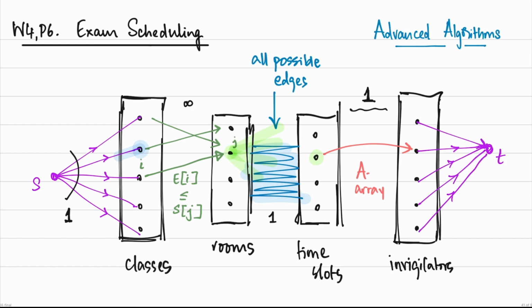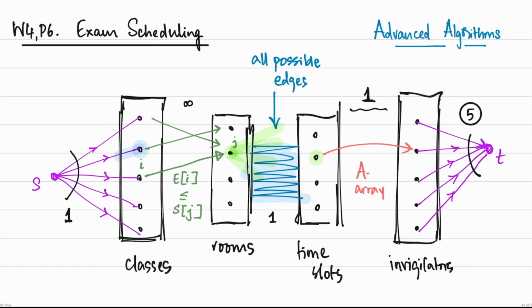And finally, we have the edges going out of the invigilators into T, and this is the burden capacity constraint. So here we have a capacity of 5 on all of these edges. This will essentially ensure that no invigilator is doing more than 5 exams, so nobody is overburdened. That's what this capacity constraint is going to ensure.